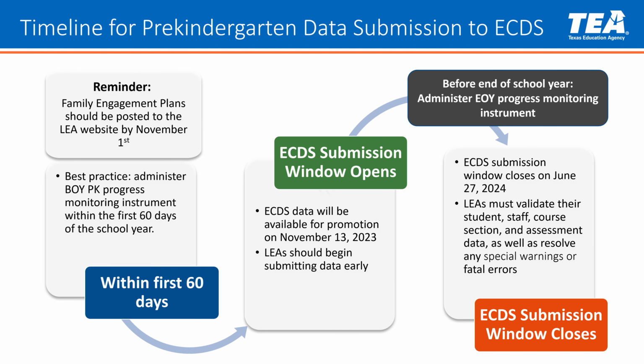On the screen, you will see the timeline for pre-kindergarten data submission to ECDS. We are now nearing the close of the window. Before the end of the school year, all LEAs should administer their end-of-the-year progress monitoring instrument to gather that end-of-the-year student progress monitoring data. The ECDS submission window will close on June 27, 2024. LEAs must validate their student, staff, course section, and assessment data, as well as resolve any special warning or fatal errors prior to their submission.